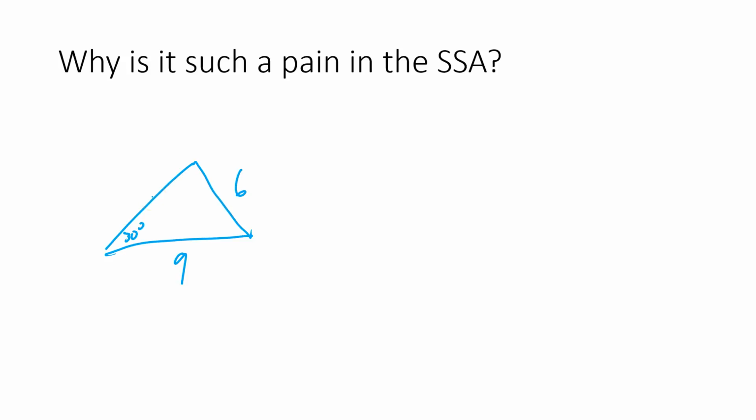The problem with this is I don't have all three angles fixed. So I could take this 6, for example, and put it here instead. So if I put that 6 here, it creates a different triangle. So let's draw that over here. It would look like this. Oh, sorry, that 9 is fixed, so I can't do that.